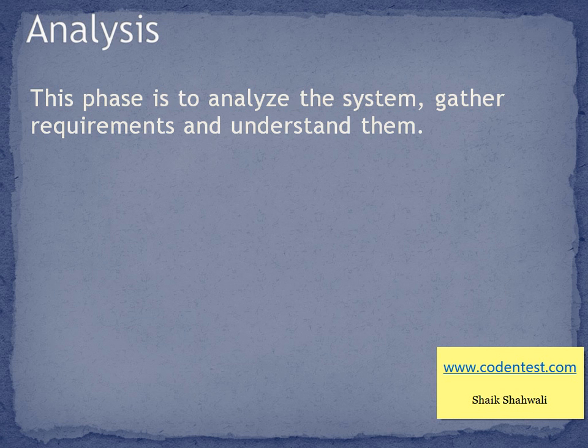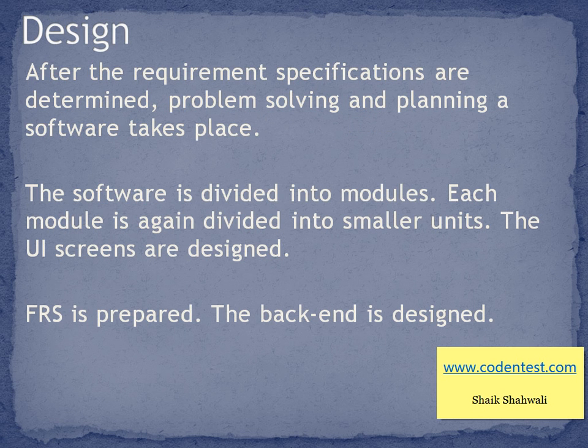The next phase is design. After the requirement specifications are determined, problem solving and planning takes place. The process is elaborated and the software architecture is divided into components called modules. What I mean by software architecture here is the overall structure of the software. In this phase the overall structure of the software is divided into components called modules, and each module is again divided into several units.